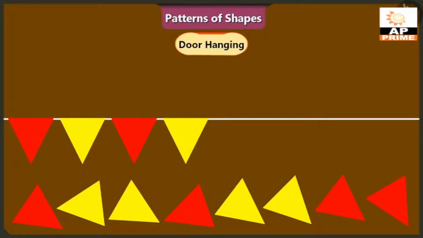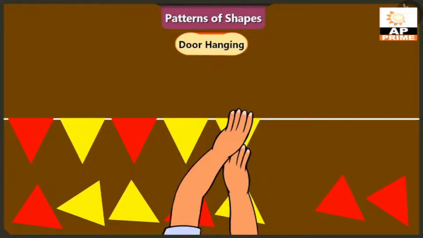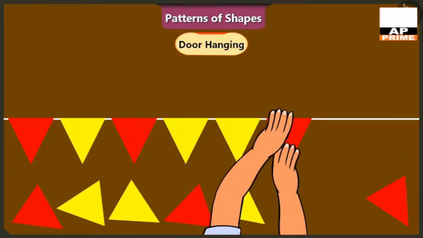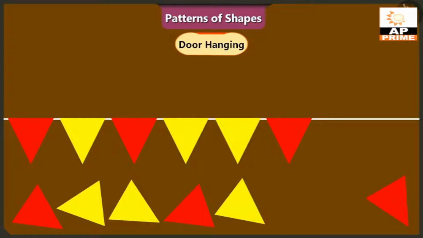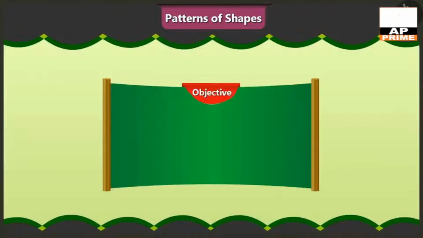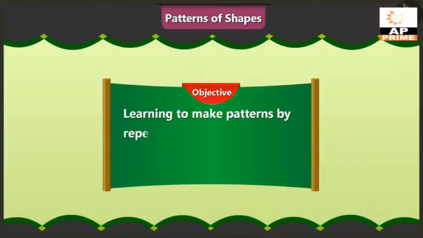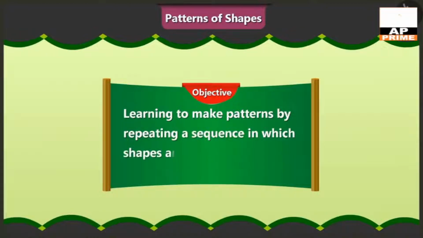Yes, ma'am. Binny, keep putting glue on the triangles and I will keep pasting them like this. Okay. All right. It's looking really good. Oh, Binny, look at this toran carefully. The triangle shapes have been put together in a special pattern. These are patterns of shapes. Patterns of shapes? Yes, friends. In today's video, we will learn how to make patterns by repeating a special sequence in which different shapes are organized.